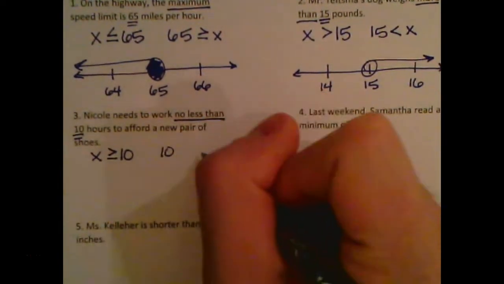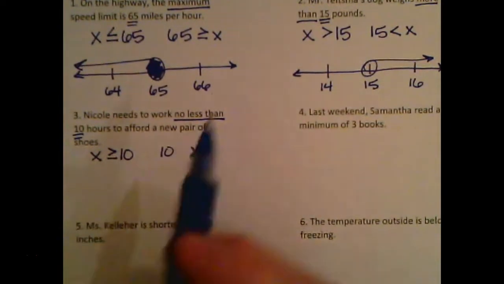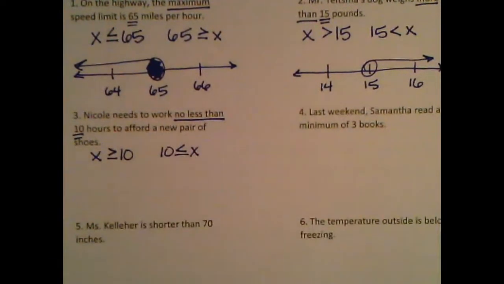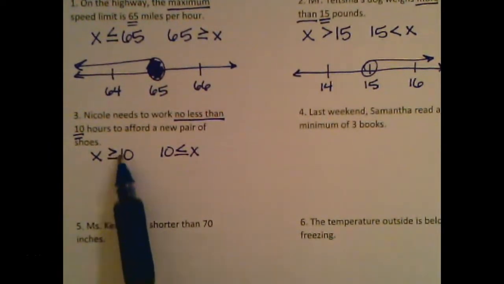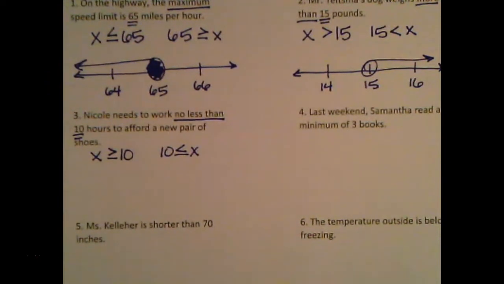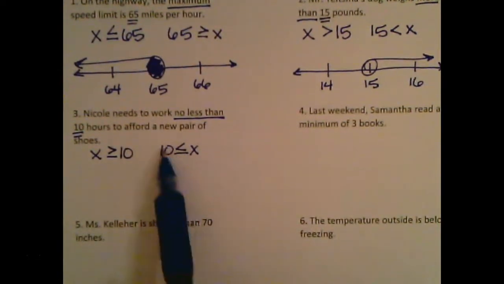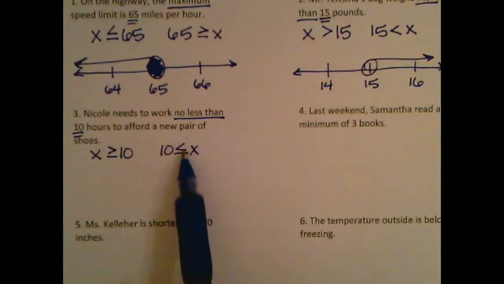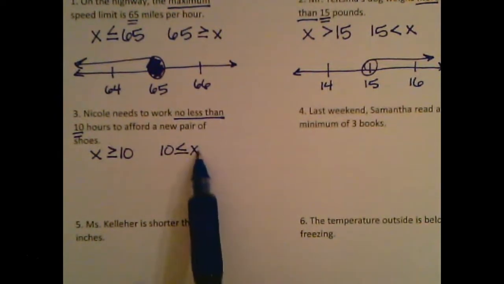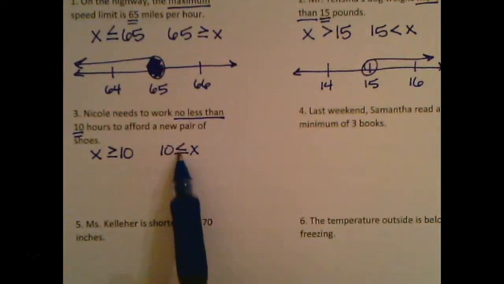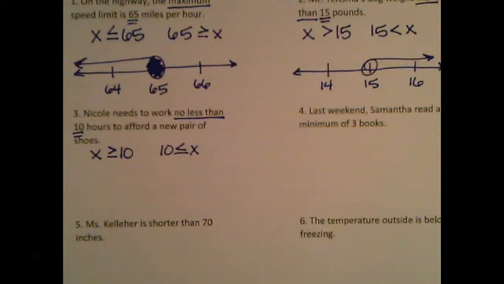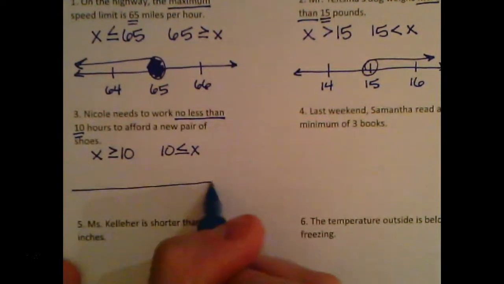Flipping that around, change the order of the 10 and the x. Symbol is pointing at the 10. Keep it pointing at the 10 because how much she needs to work is greater than or equal to 10 hours. Okay, she could work 10 hours and afford those shoes. She could also work more than that because that's going to give her even more money. Okay, and over here, 10 hours that she needs to work is less than or equal to how much she needs for the shoes. Okay, 10 hours will get her the shoes, that's equal to, or more than that is enough as well.